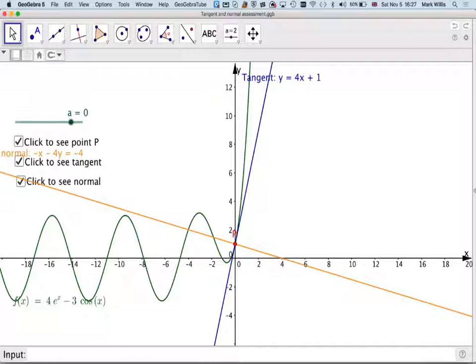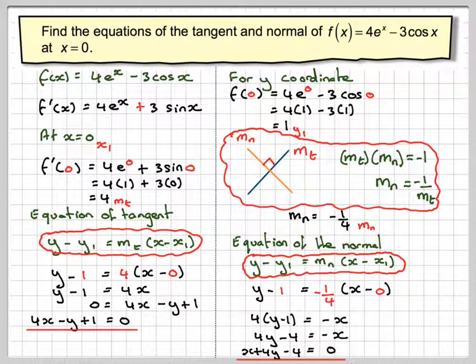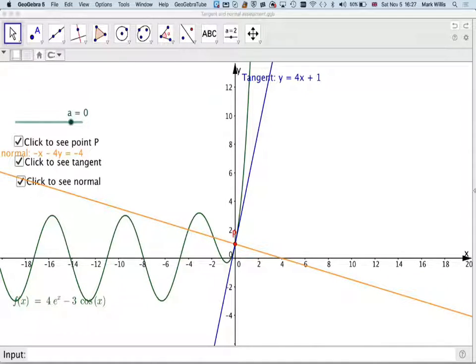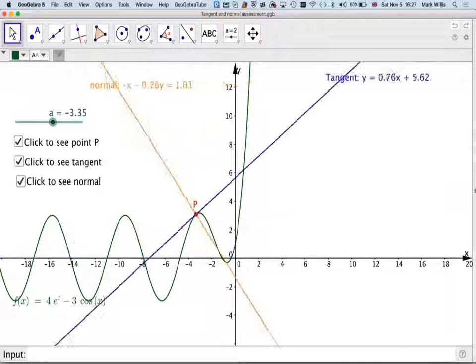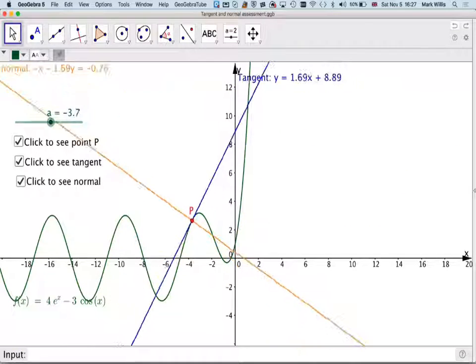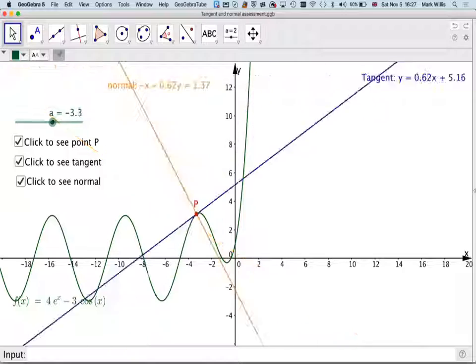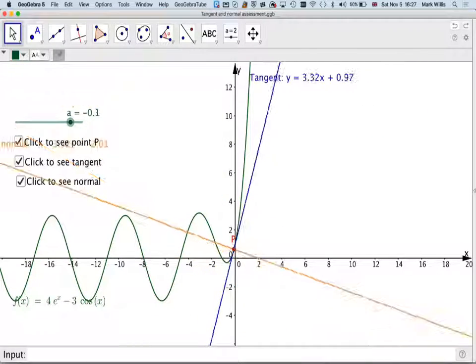I'll just move that slightly up there. So you're going to get the normal as minus x minus 4y is equal to minus 4. So it's x plus 4y is equal to 4, which is what we got. So you can see there. Okay, hopping back again. Quite good fun. If you move it around, you can see the tangent and the normal moving. Remember, the tangent and the normal are perpendicular to each other.